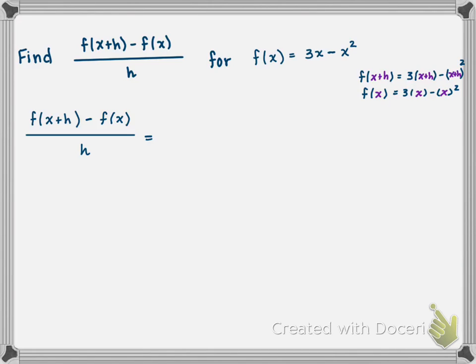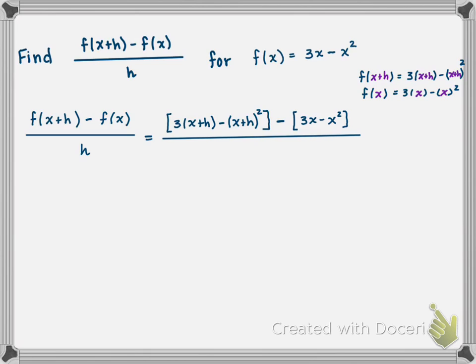And so then we're just substituting. So where I see f of x plus h, I'm going to put what's on the right side of that first line. So 3 times x plus h minus x plus h squared. And then if I want f of x, I'm just going to replace that with what's on the right side of that second line. Again, in brackets, so 3x minus x squared, over h.